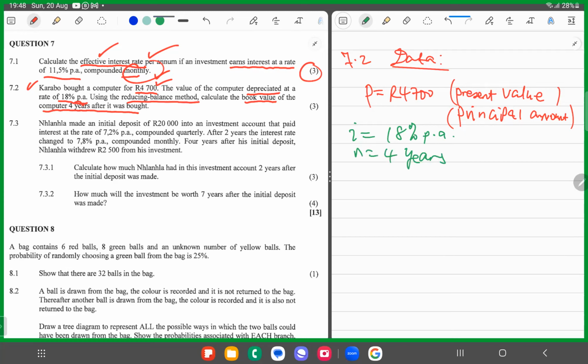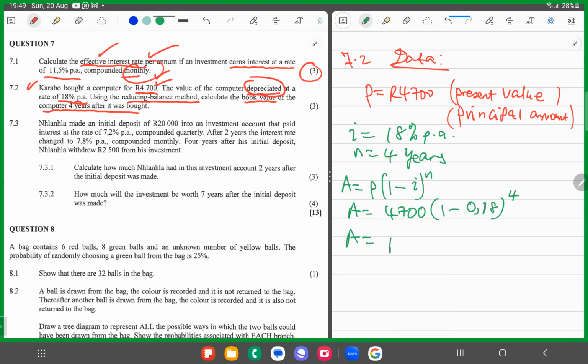So it is depreciation, so use the formula with the minus. It's like compound interest, so it is 1 minus i to the power n. What is the principal amount? The present value at which they bought it. When they bought the computer, they bought it at 4,700, times 1 minus the rate of interest, which is 18%. Divide 18 by 100, it becomes 0.18. Then you raise it to the fourth power, and this is what you get.